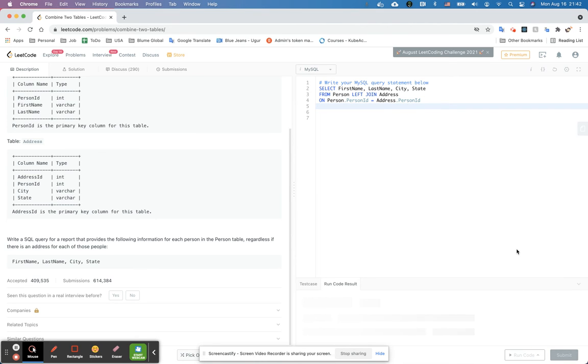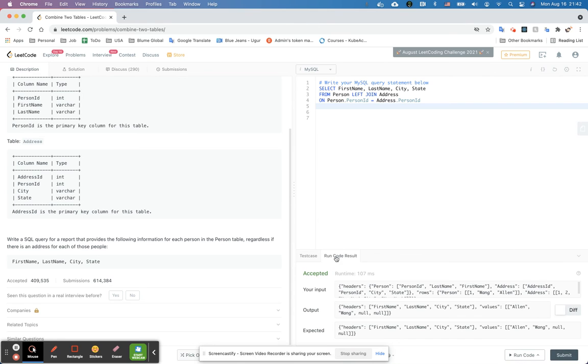Run the code. Cool, it's accepted. And what is the runtime? Was it about 107 milliseconds? And submit it.